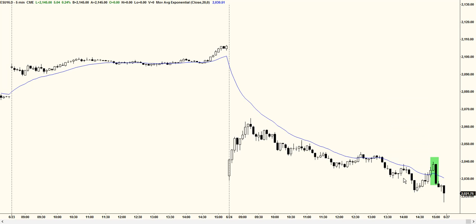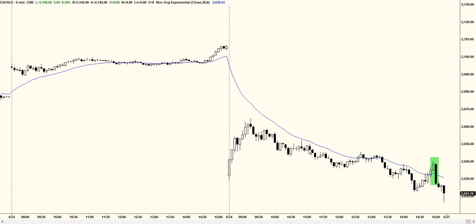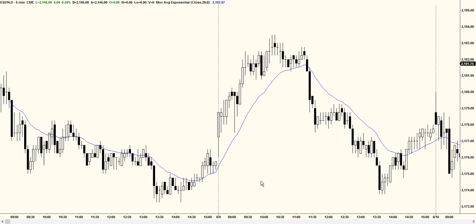Buy the close rally, but first time above the moving average, strong gap down, and we sold off. This was definitely the Brexit day. So here's another example.